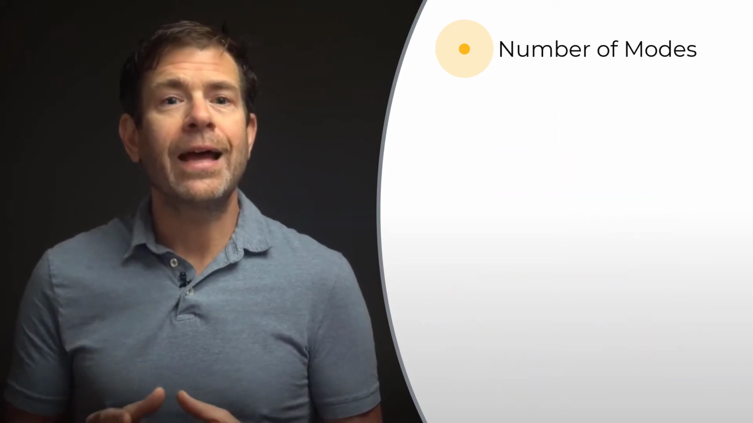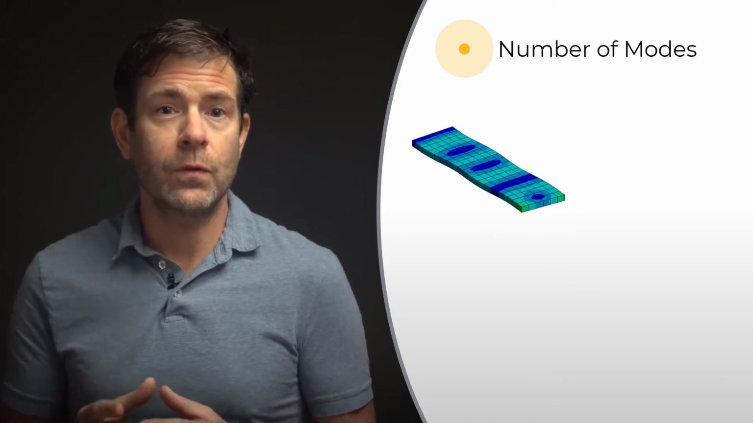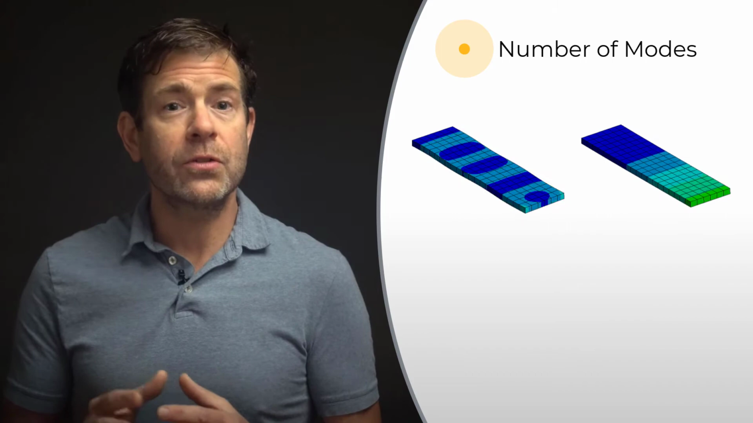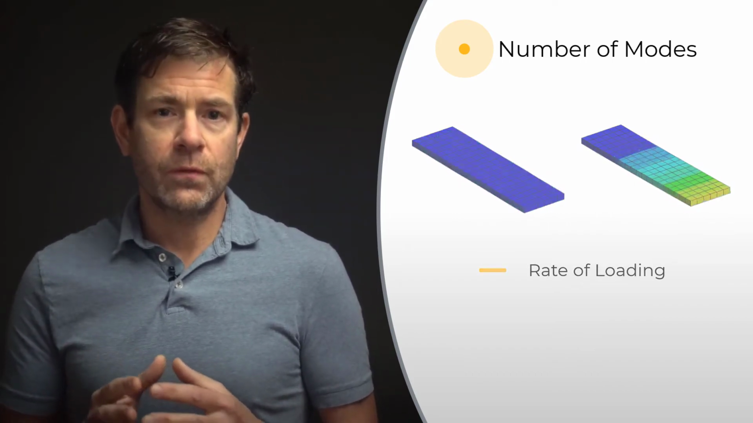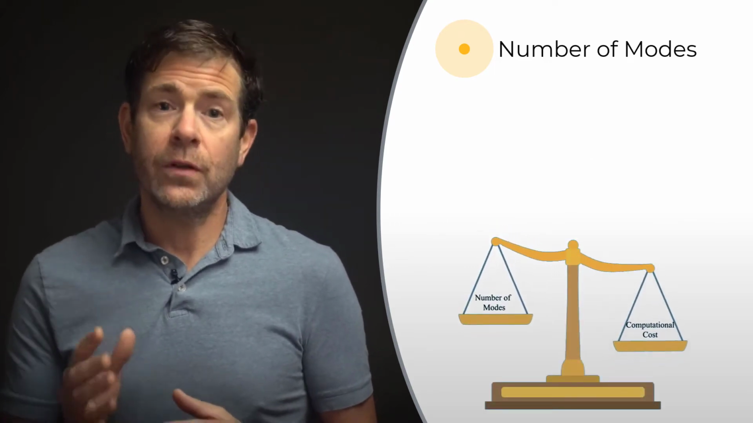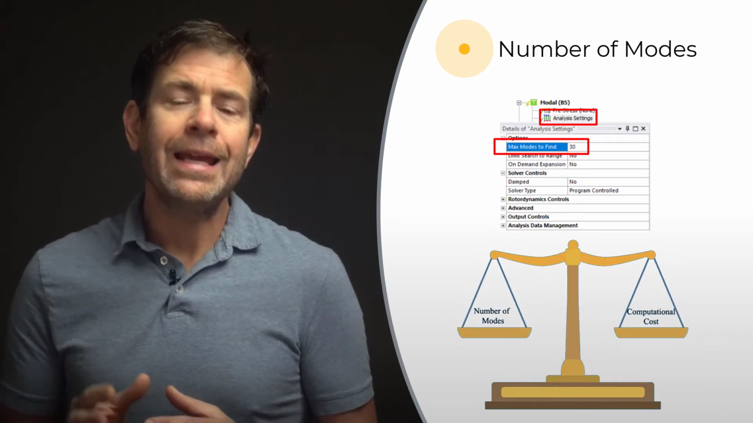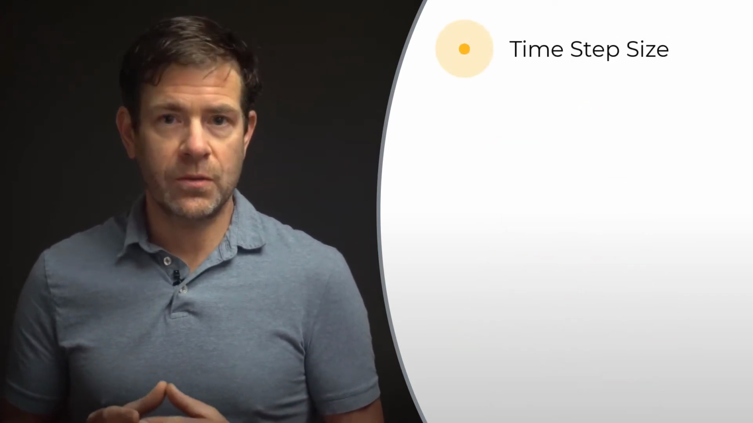Keep in mind also that a faster impulse force may excite higher modes compared to a very slowly applied force. So the number of modes to include can also depend on the rate of loading. It's better to have more modes than fewer, but of course this comes at a computational cost. If uncertain, add more modes to the analysis settings of the modal solution and compare the transient response for your specific loading. Our third key consideration is that the time step size should be sufficiently small.